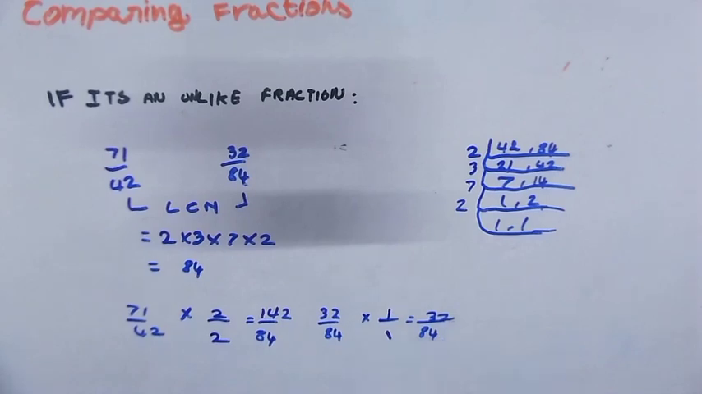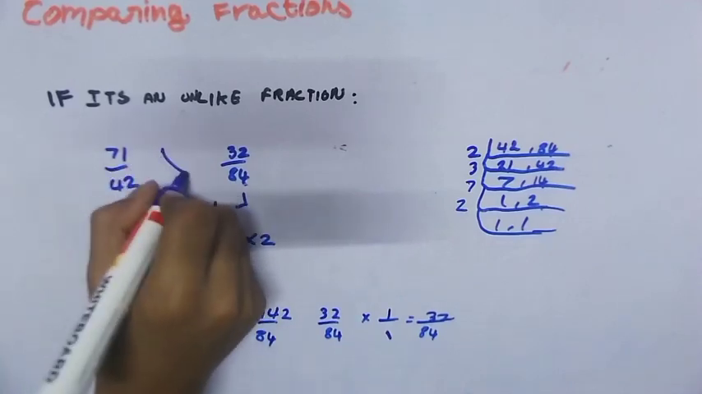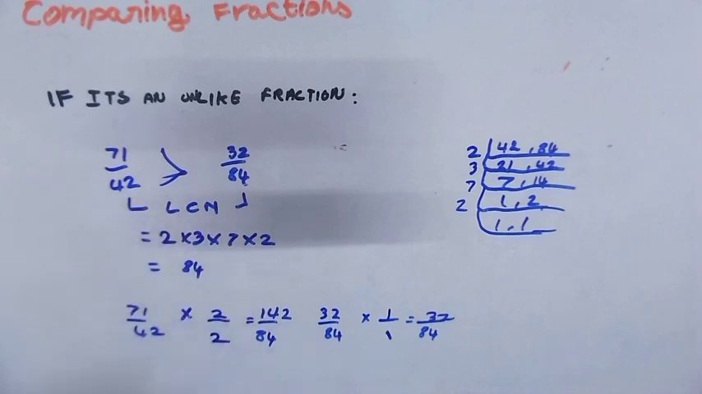So now we've got two like fractions, 142 by 84 and 32 by 84. So which fraction is greater here? It's definitely 142 by 84, because we're comparing 142 and 32. 142 is greater. So 71 by 42, the fraction here, is the greater fraction. Let's move on to ascending and descending order of fractions.